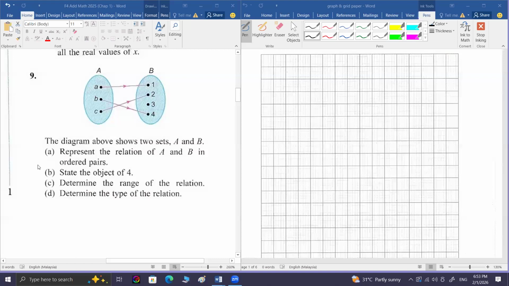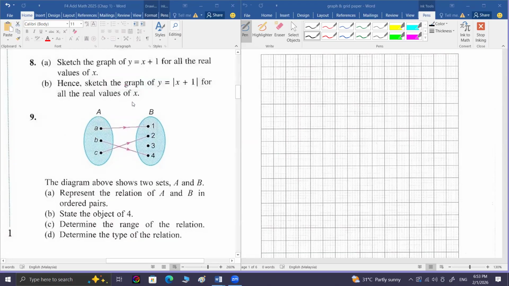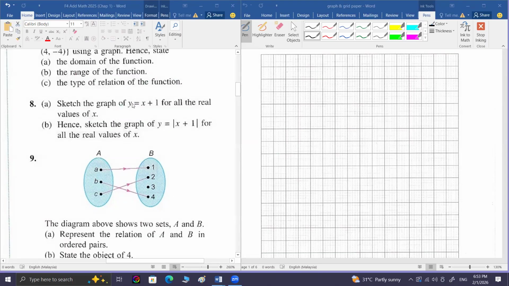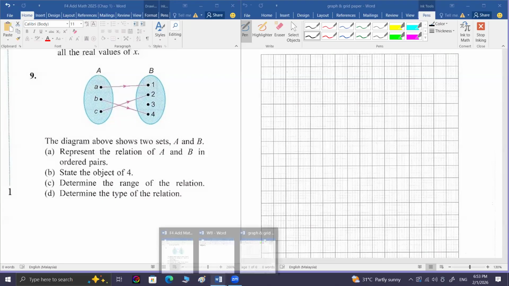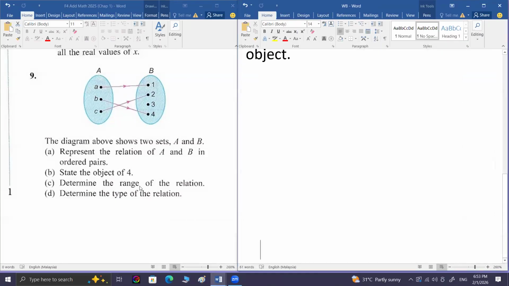The diagram shows two sets, A and B. So you represent this one. Number 9. You're asked to represent it, all the pairs. So now to do all the pairs. Then state the object of 4.